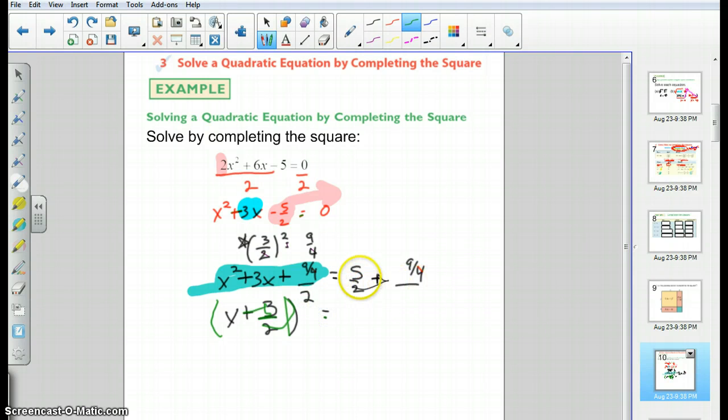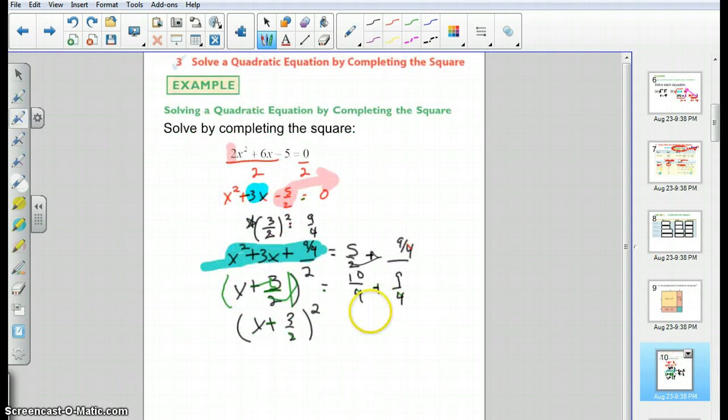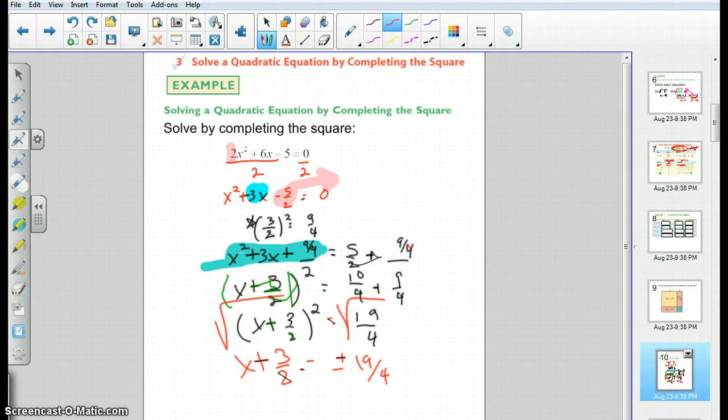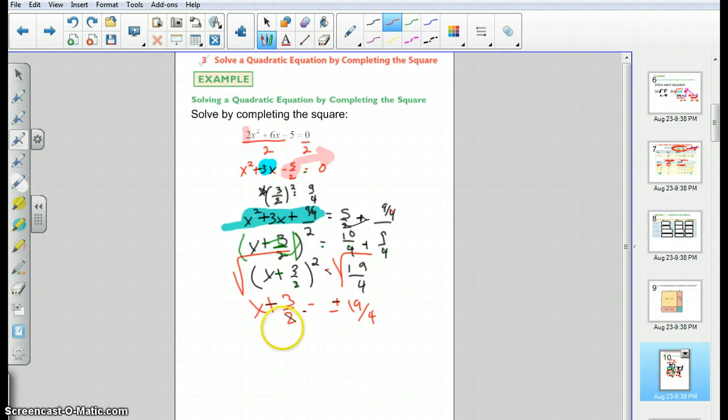And then over here, I might want to think about this as being 10/4 plus 9/4, which will give us a total of 19/4 over here. Now remember, when you take the square root of both sides, we get two answers. So again, I'm going to have to remember this is going to become x plus 3/2 is equal to plus or minus 19/4. And the last step is to subtract off the 3/2. So x is equal to negative 3/2 plus or minus 19/4.